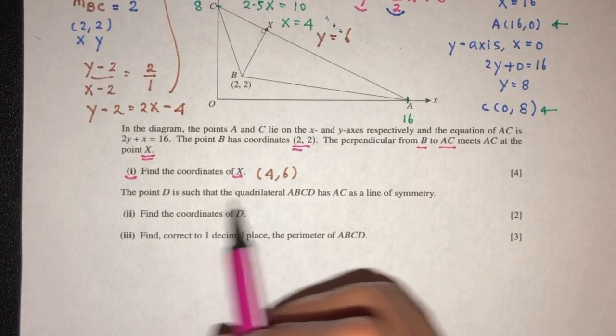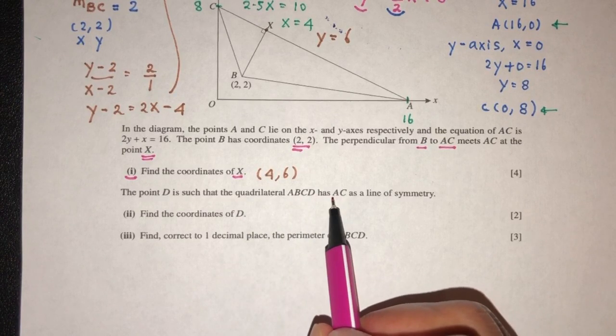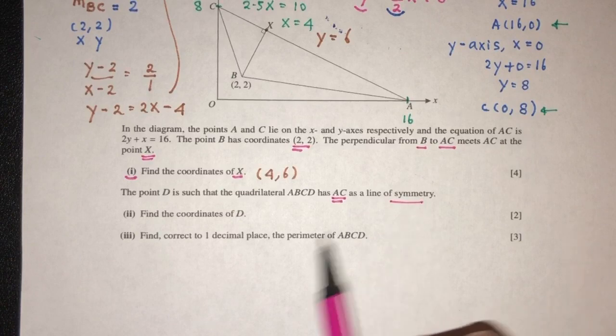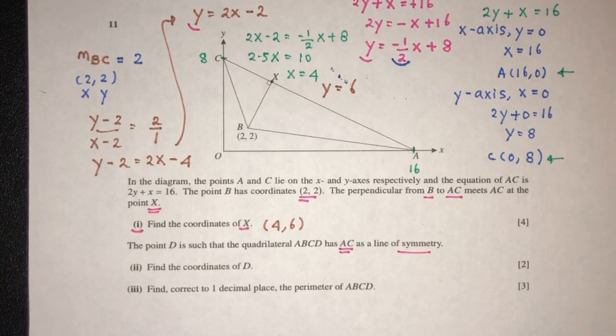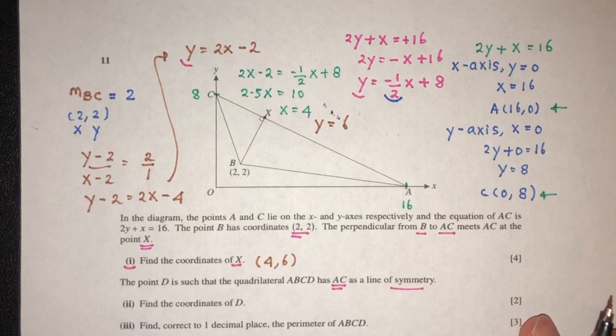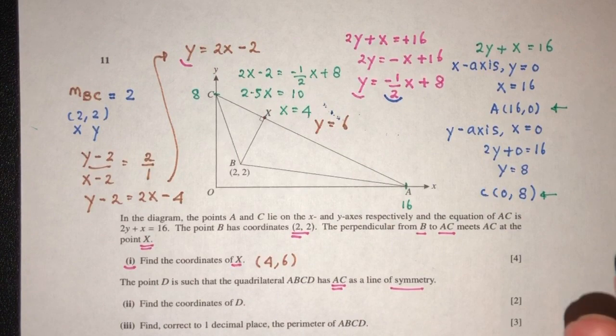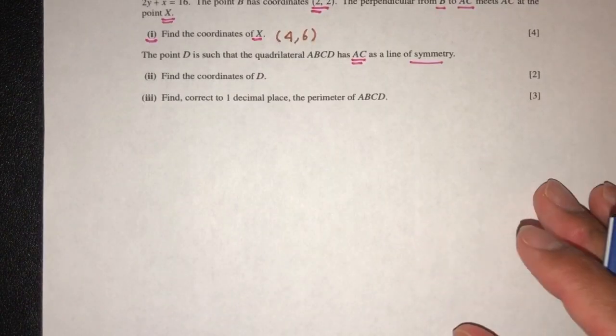The point is such that the quad ABCD has AC as line of symmetry. Okay, so now there's a point D that we don't know where it is, but it is given that if you have a point D somewhere over here, it will make AC become the line of symmetry. I think I kind of messed up by writing here. If we can draw something, that will definitely help us to find the point of D.